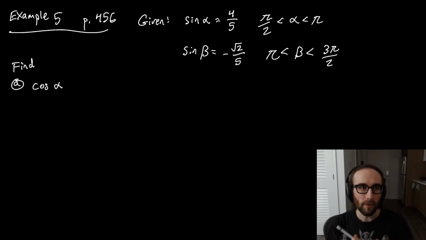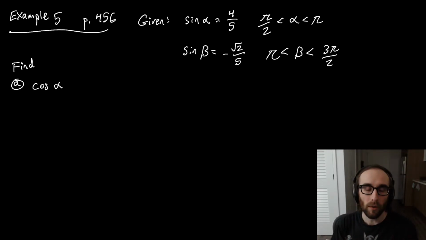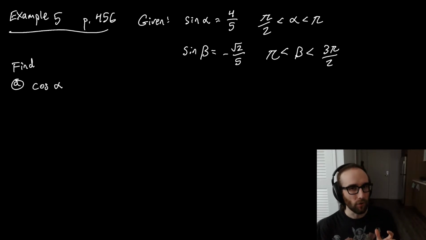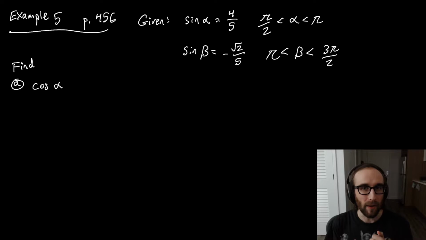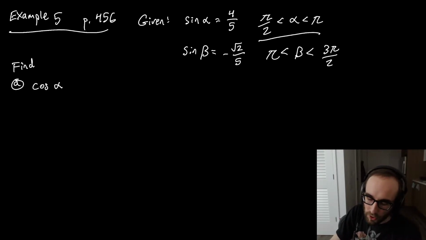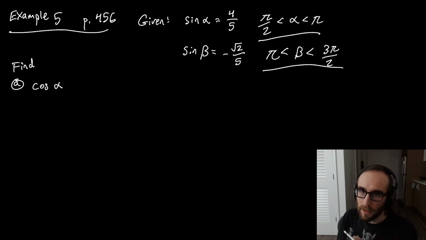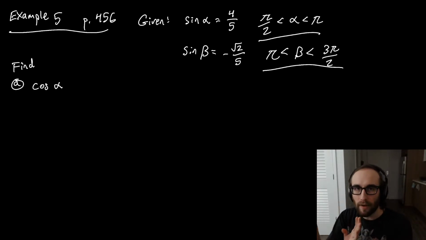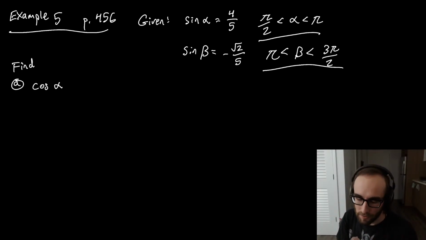All right, so here we're looking at example 5 from page 456. In this case, we don't actually know what alpha and beta are, the angles themselves, and we aren't going to find them out, but we still can find out information about alpha and beta if we are given some information. So in this case, we're given the sine of alpha, we're given the sine of beta, and we're also told which quadrants alpha and beta lie in, in other words, between which values alpha and beta are as angles.